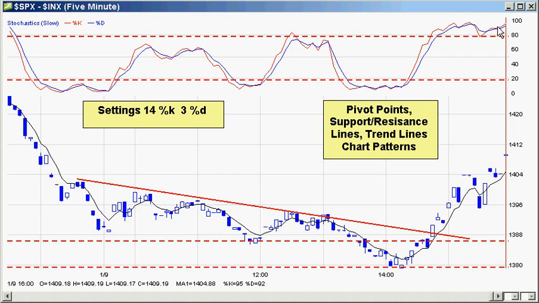Again, it has to be used with pivot lines, support lines, trend lines, and chart patterns. But this stochastic indicator is a must. You must use this each day. You must use this in your trading arsenal, because you'd be trading blind if you're not using it.